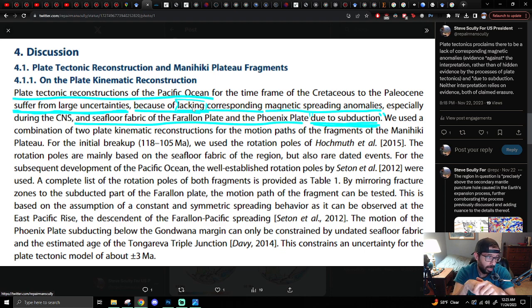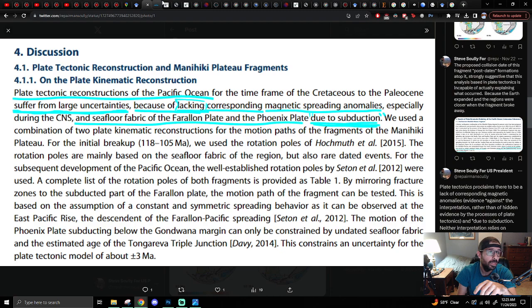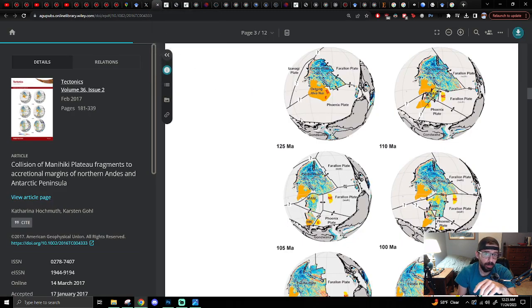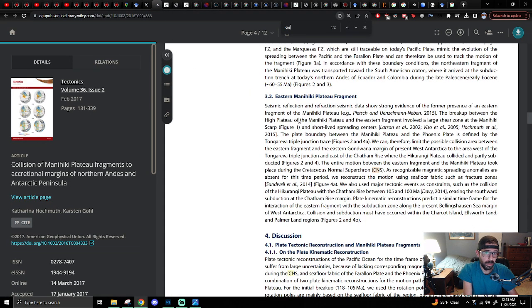Especially during the CNS, I can't remember what that meant. Maybe we can go to their paper and type CNS, Cretaceous Normal Superchron. Not even sure what that is.